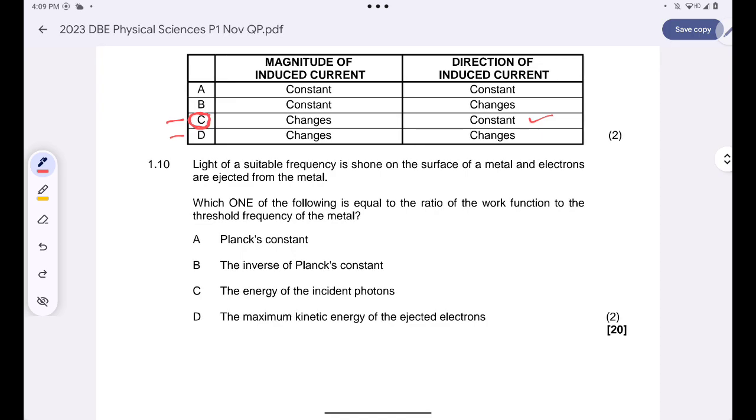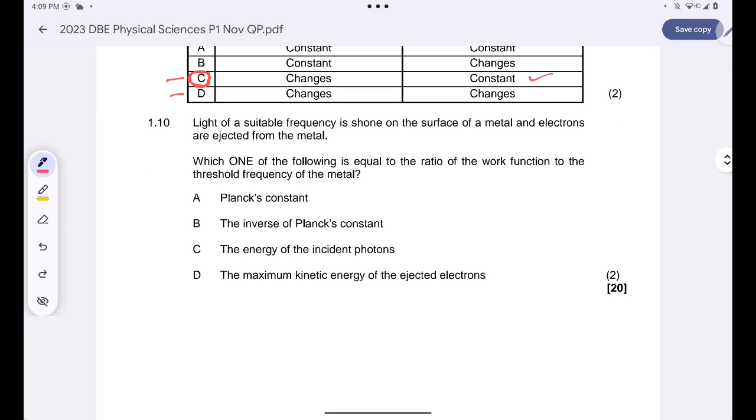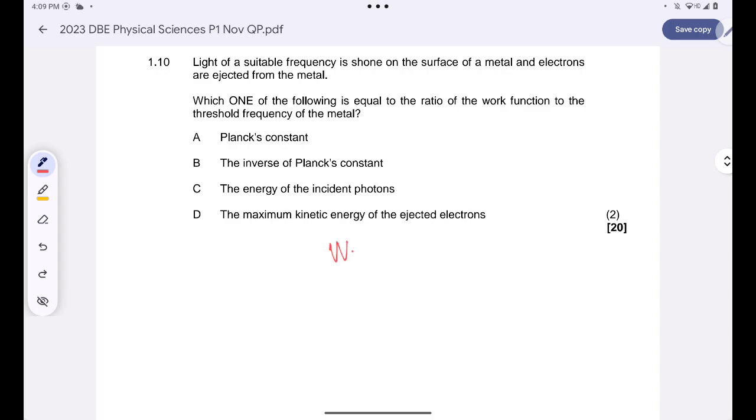Are you together? Okay, and then now we are told that light of a suitable frequency is shone on a surface of a metal and electrons are ejected from the metal. Which one of the following is equal to the ratio of the work function to the threshold frequency of a metal? The answer is Planck's constant. Remember that the work function is equal to Planck's constant multiplied by the threshold frequency, right? So the ratio of work function over threshold frequency has to be equal to Planck's constant. So my answer here is just A.